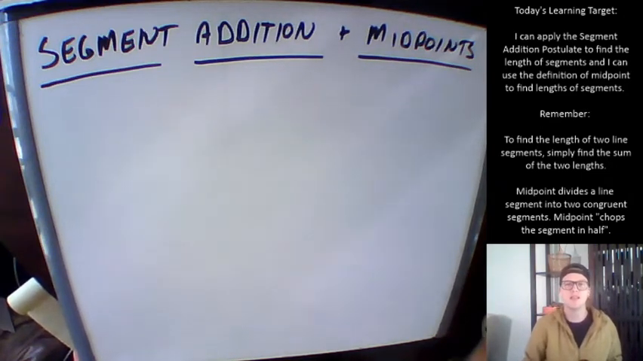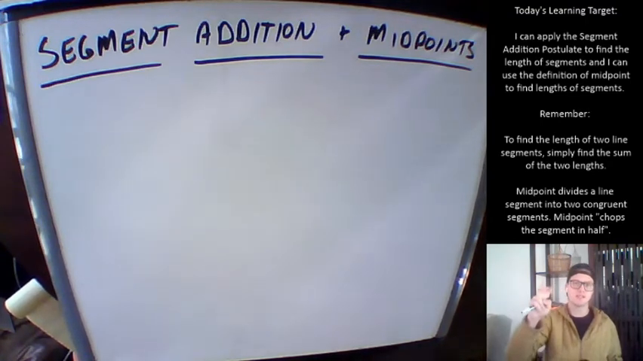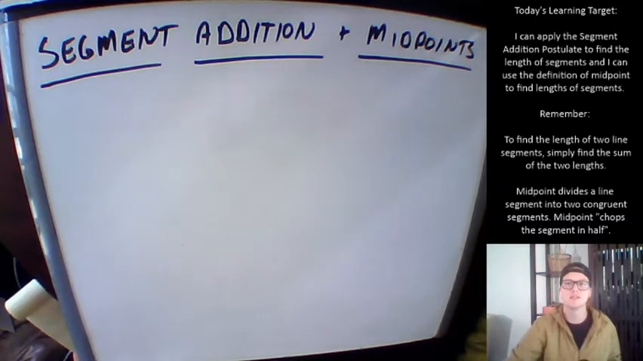Our learning target says I can apply the segment addition postulate to find the length of segments, and I can use the definition of midpoint to find the length of segments. I got a few reminders right above me here. To find the length of two line segments, simply find the sum of the two lengths. Additionally, the midpoint divides a line segment into two congruent segments. The midpoint chops the segment in half. That's the core of our lesson today. Let's dive into some details.